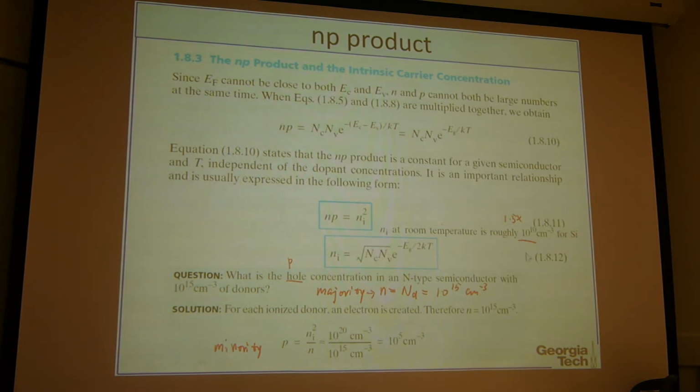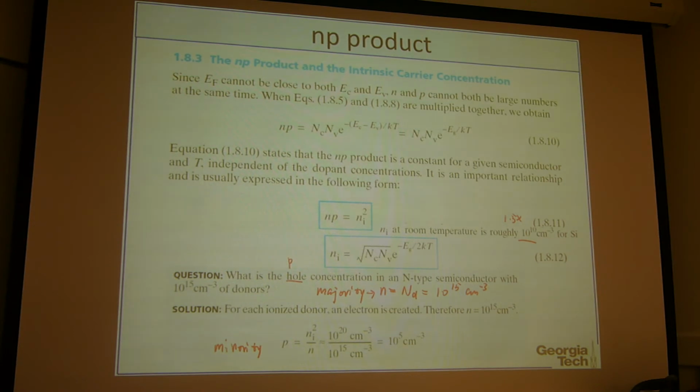If you just use 10 to the power 10, then the Ni squared will be 10 to the power 20, and then divided by 10 to the power 15. Then you get 10 to the power 5 for the P. So you see the hole density is much lower than the electron density. If you look at the orders of magnitude, one is 15, one is 5. So the hole density is 10 orders lower than the electron density. That's why electron is the majority and hole is the minority in this case. This is because you have N-type doping. You increase the electron and reduce the hole.